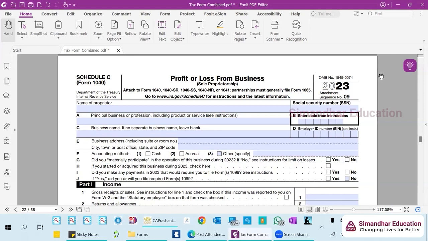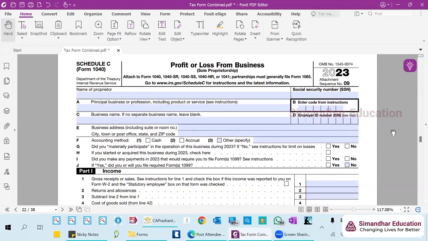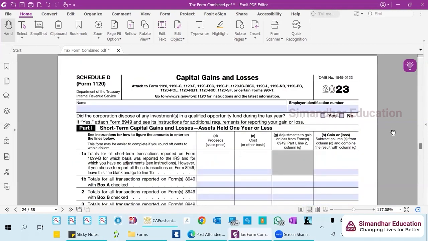Now, where do I report them? This is the place you report if you own that sole proprietor business, and then take it over onto 1040. It also applies to a partnership, but mostly it's a sole proprietor. Okay, this is in brief. We'll talk more when we get to the lecture. Then Schedule D, capital gains and losses.